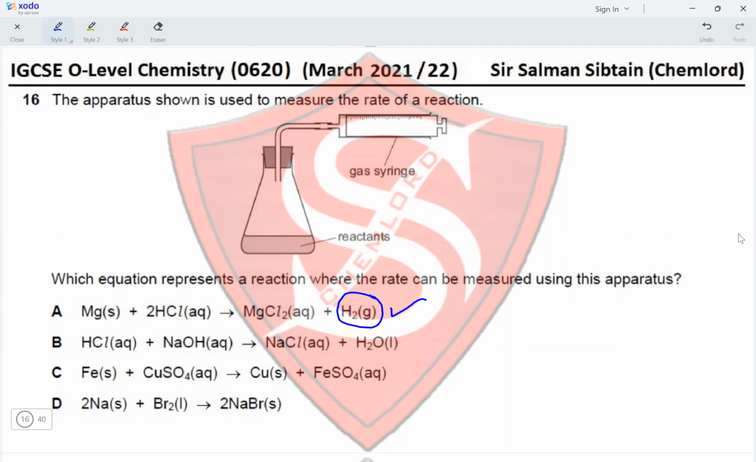In B, we've got HCl aqueous and NaOH aqueous producing NaCl aqueous and H2O liquid. So no gas is produced in this reaction. So gas collection will not be possible.